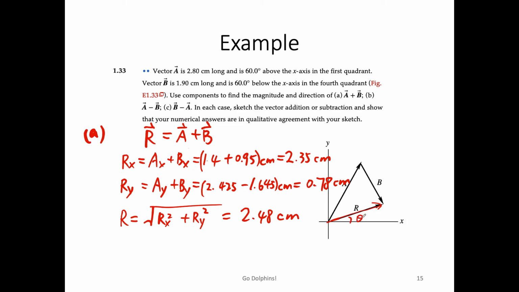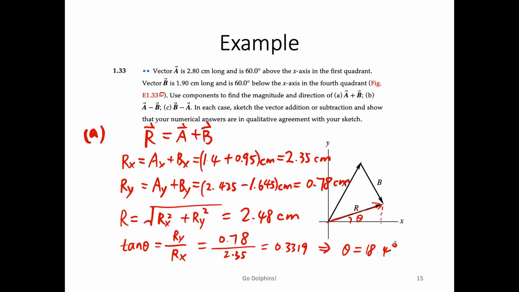And for the angle of A plus B, we need to find this angle, so you need to find Ry over Rx, which is 0.78 over 2.35. We find that this angle is 18.5 degrees, which looks about right on the plot.